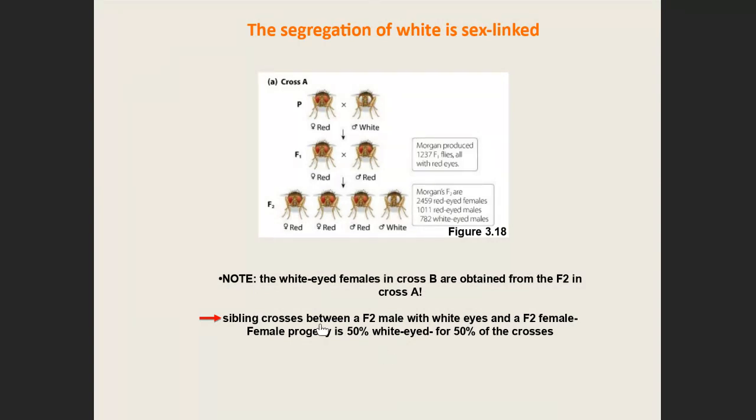This is just a remark to tell you that this was actually a bit more complicated to do. This was done by Thomas Morgan at Columbia University. So all of this work, the isolation of the white mutation, the analysis of the white mutation, and the determination of sex linkage, was done in New York City at Columbia University in Thomas Morgan's lab in the early 1900s, like between 1910 and 1920.